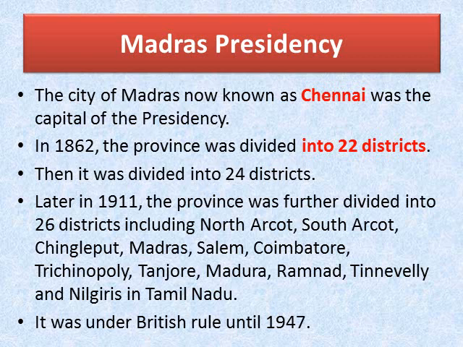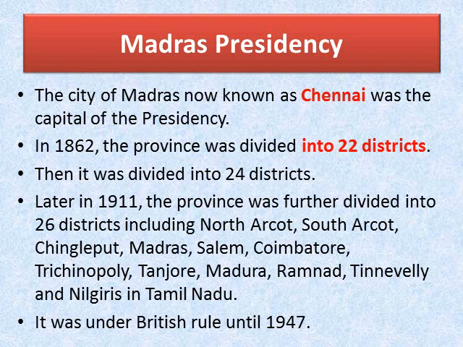Dear children, the city which was known as Madras was officially renamed Chennai on 17th July 1996. It was to change the name of the city to a native language name. So it was renamed from Madras to Chennai. Dear children, in 1862, the province was divided into 22 districts. So in 1862, the province had 22 districts. Then it was divided into 24. Two more districts were added to it. So the total number of districts was 24. Later in 1911, the province was further divided into 26 districts.